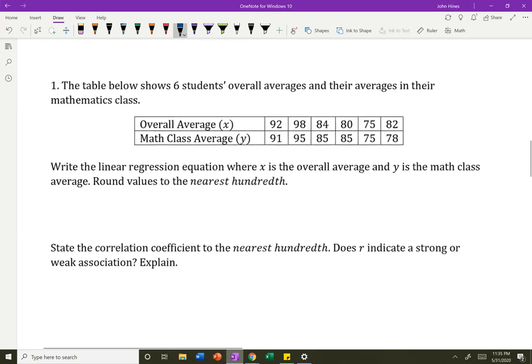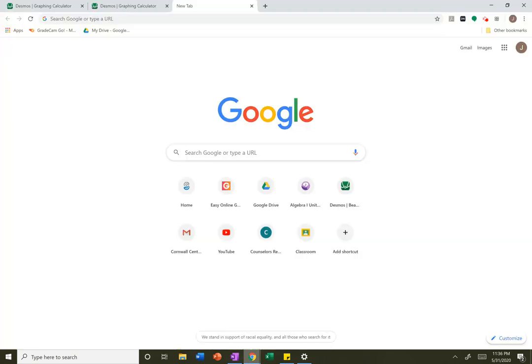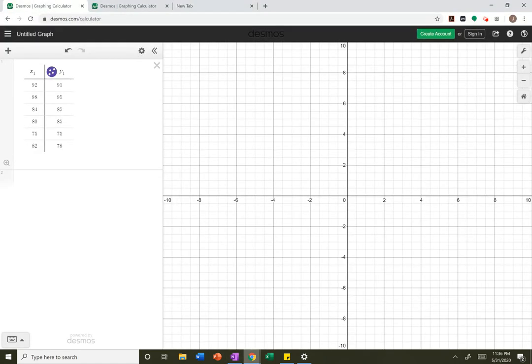So let's do a couple problems, and then we'll call it a unit, and we'll call it Algebra 1. The table below shows 6 students' overall averages and their average in math. So this is their overall average, and we want to predict their math average. So write the linear regression equation. I saved time and prepared for this lesson and already have the data typed in here.